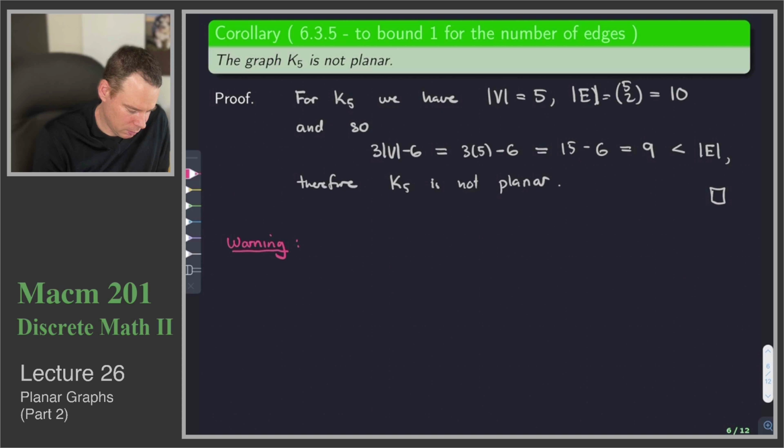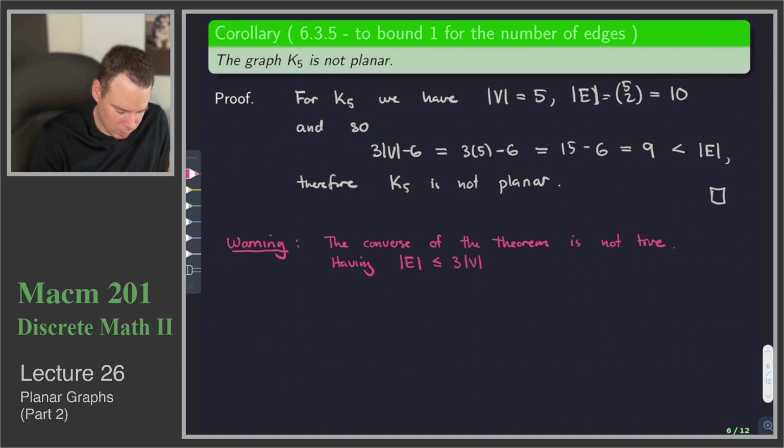So warning, the converse of the theorem is not true. Having the number of edges less than or equal to 3 times the number of vertices minus 6 does not guarantee the graph is planar.